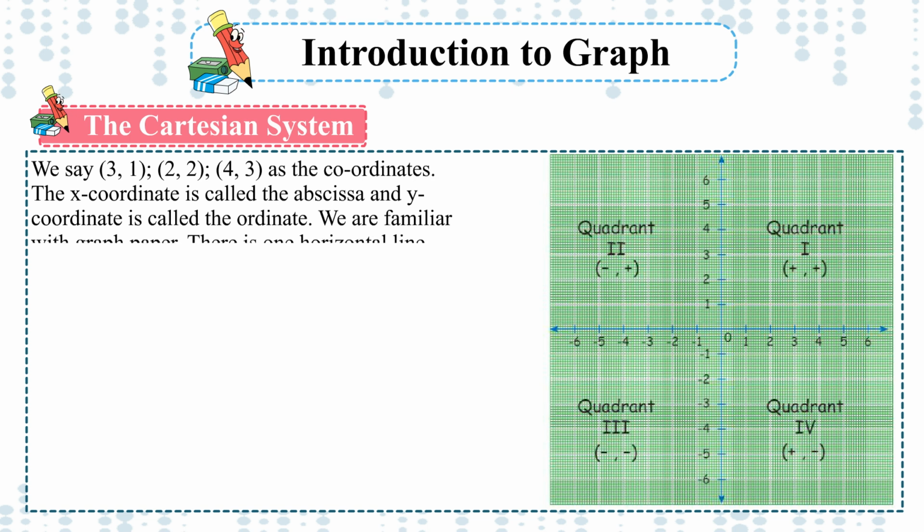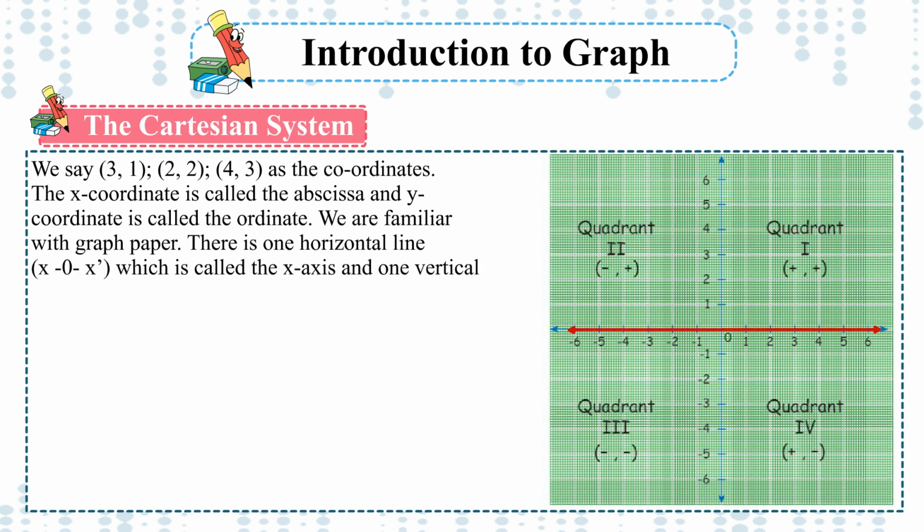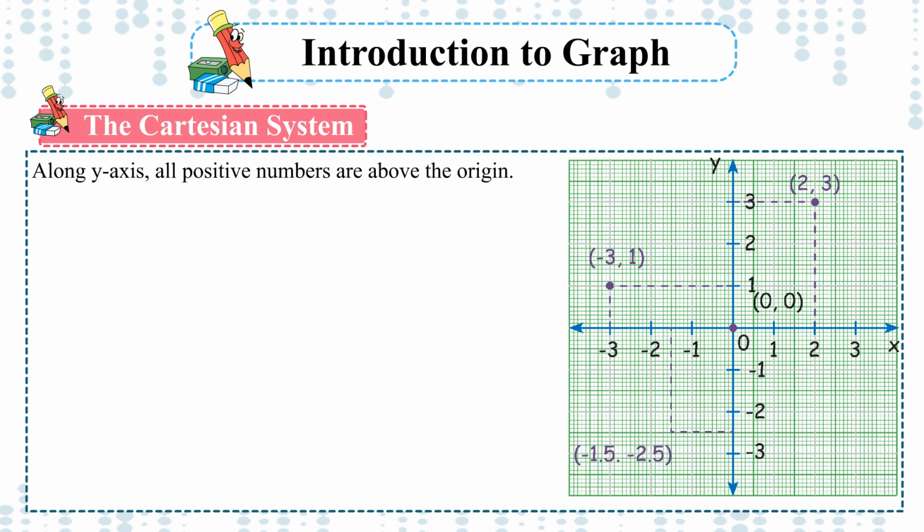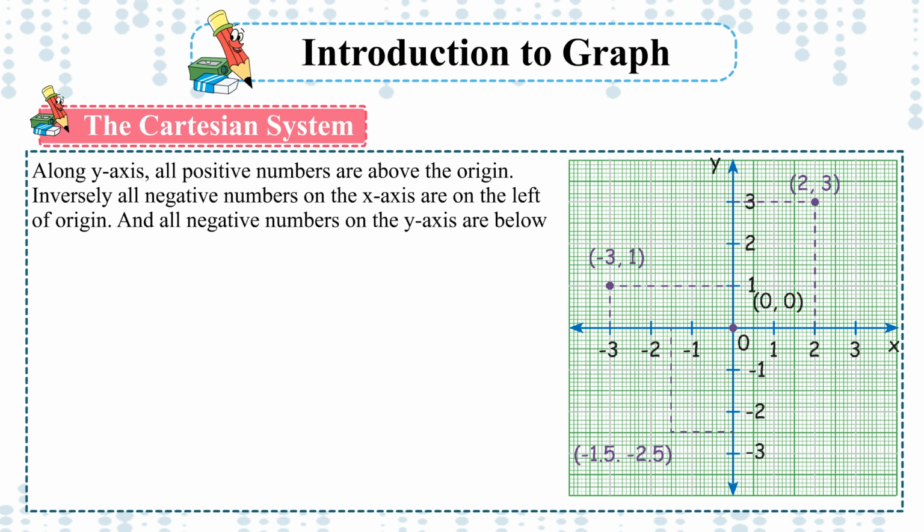We are familiar with graph paper. There is one horizontal line, XOX', which is called the x-axis, and one vertical line, YOY', which is called the y-axis. They meet at point O, which is called origin. Along y-axis, all positive numbers are above the origin. Inversely, all negative numbers on the x-axis are on the left of origin. And all negative numbers on the y-axis are below the origin.